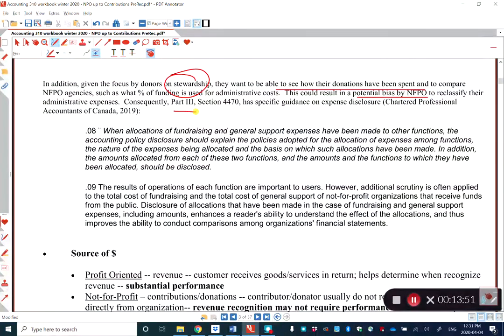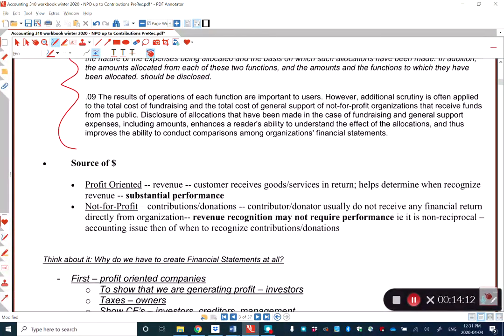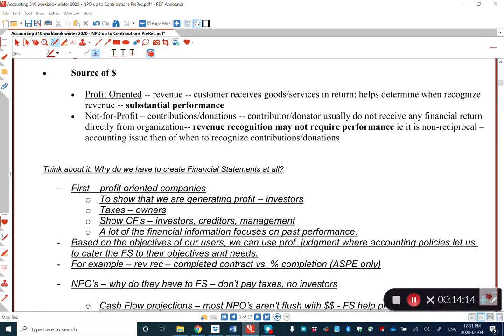So part 3 of the CPA handbook has specific guidance on expense disclosure requirements, and you can read about these here in the specific GAAP pronouncements. I think that for the purposes of moving this along, me reading through the GAAP is not that value added for you, but you always have this reference to go through if you'd like to.